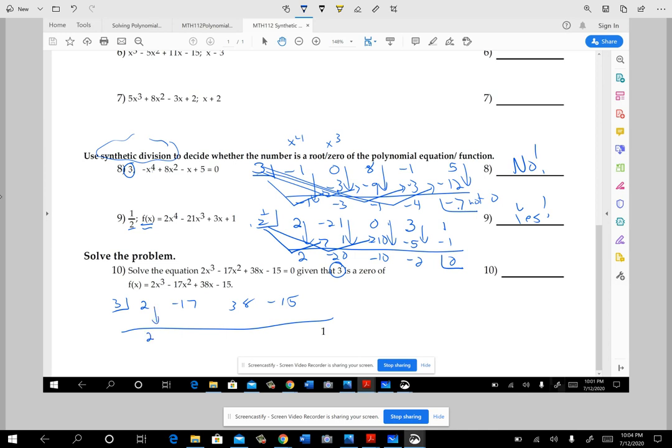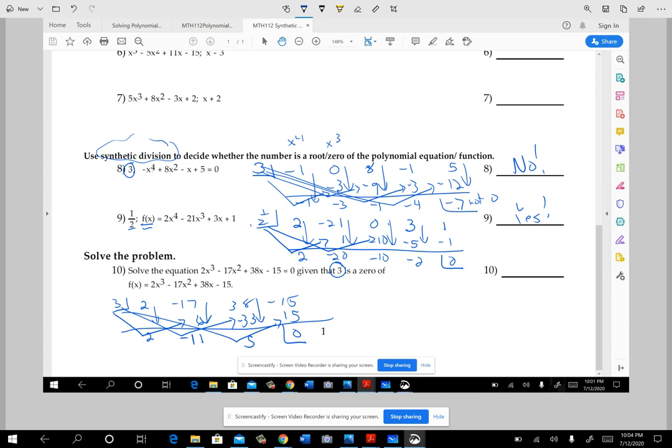Don't forget to bring down that first number. Then you multiply, add straight down. Then you multiply, add straight down, and then you multiply. And this needed to be 0 because 3 was a 0 of the function. So it's supposed to give you a remainder of 0. Now here's the concept. Okay.